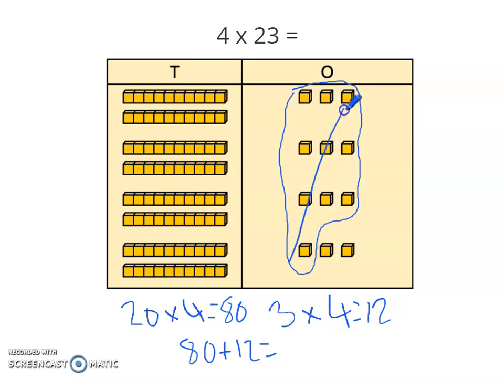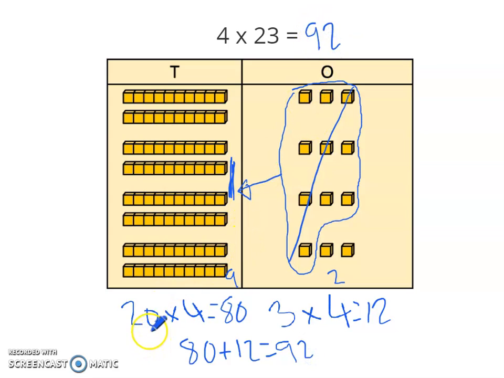I take these 10 1s, I move them over into here, and we can see that I've got 2 1s left. 1, 2, 3, 4, 5, 6, 7, 8, 9 10s to give me 92. And let's see whether this is right. 80 plus 10 is 90. 90 plus 2 is 92 to give us an answer of 92.